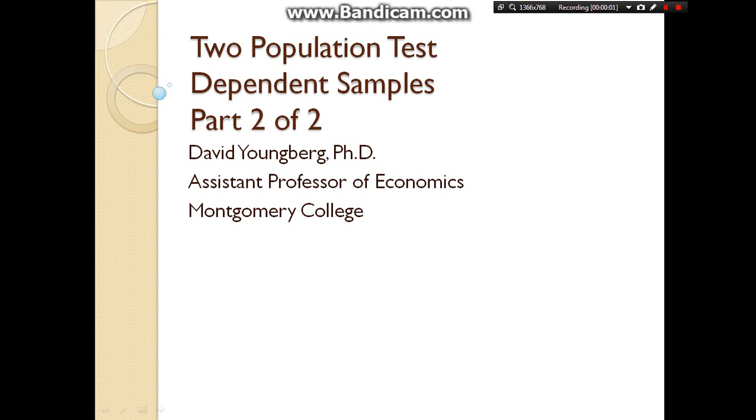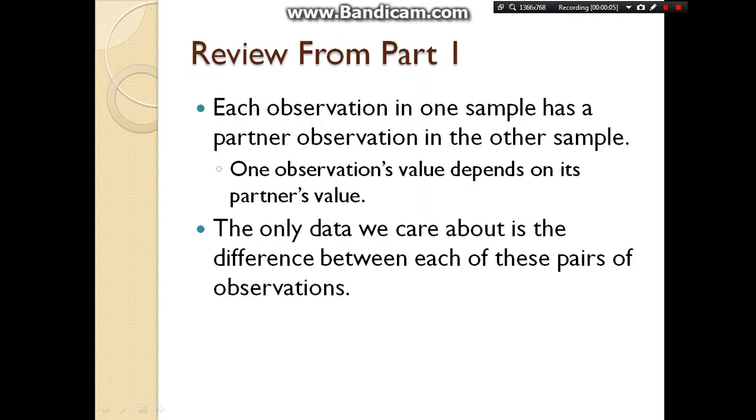So this is two population tests, dependent samples, part 2 of 2. To review from last time, recall that each observation in one sample has a partner observation in the other sample. One observation's value depends on its partner's value. There is a connection there. And the only data that we care about, really, is the difference between these pairs of observations.